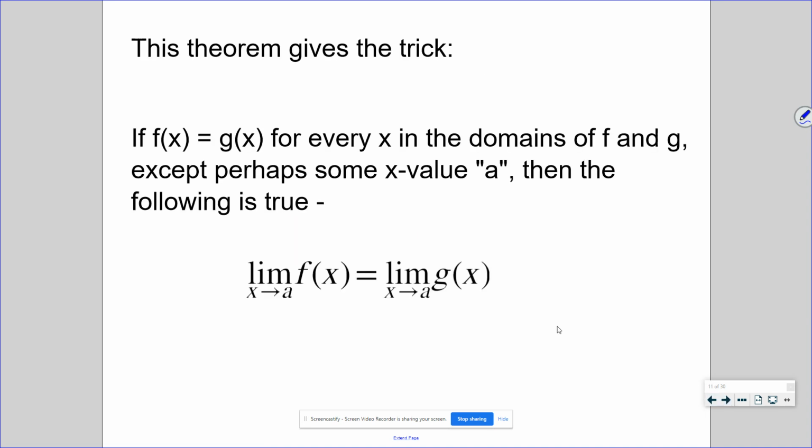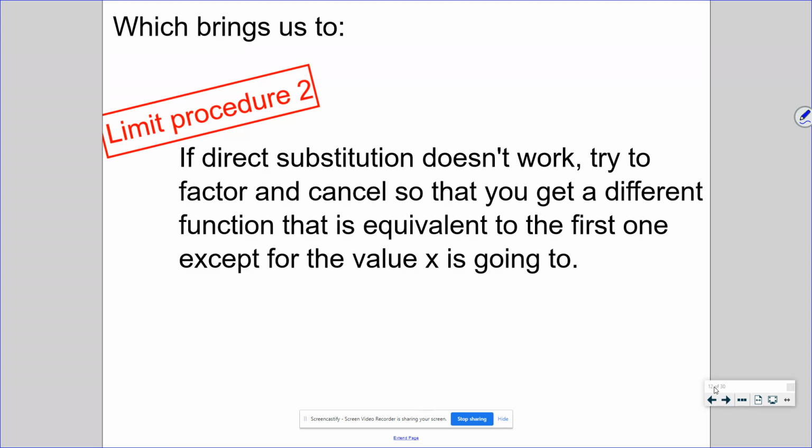So basically we're dealing with this theorem. The theorem is if you have a function that's complicated, but you're able to simplify it down algebraically, the limit of the complicated function and the limit of the simple function are going to be the same. Because the only difference between the two is that there's probably a hole in the graph or something at that point. And that does not change our limit value. So because of this, we're going to use the trick where if you can't do plug and chug, you are going to try to factor and cancel so that you get an equivalent expression, but a simpler version of one.